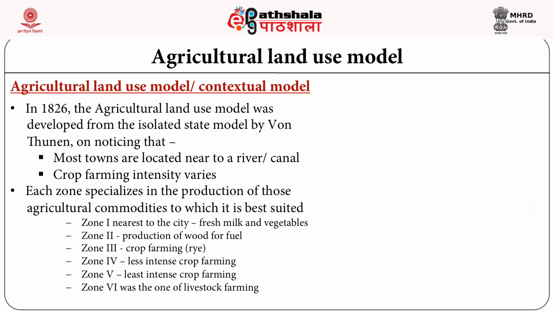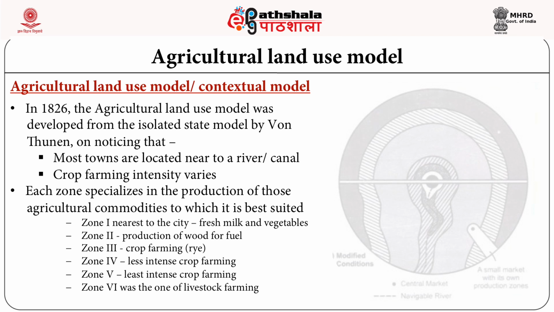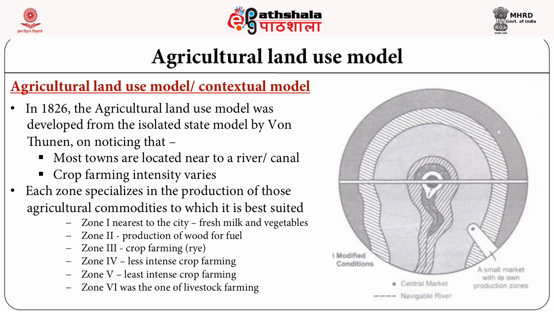And this picture shows that the black color in the center shows the city or the central market, and these lines show the navigable river, as the cities are on the navigable river, and the various zones are encircling the city.